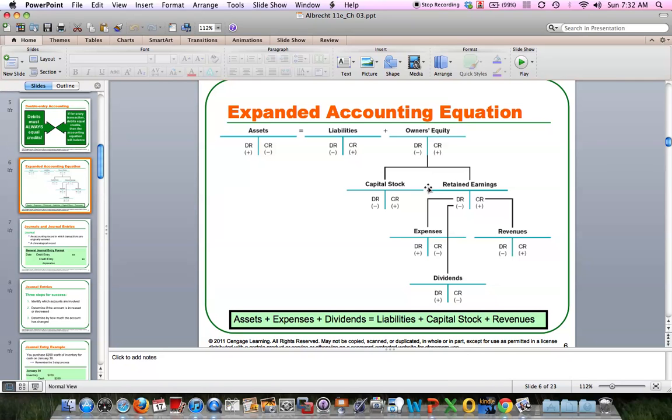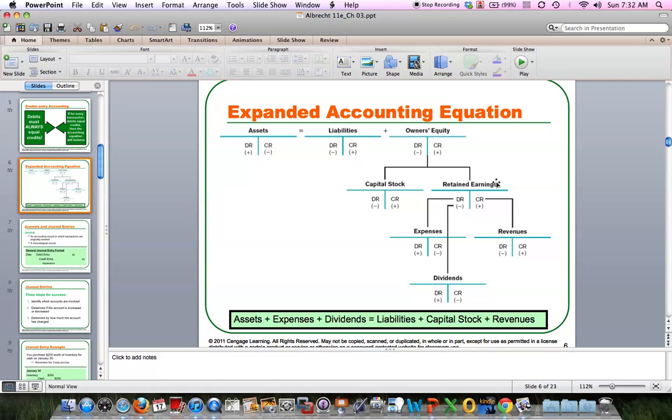So capital stock and retained earnings have the same rules of debit and credit as owner's equity, where credits are pluses and debits are minuses. Okay, but then when it comes to retained earnings, I need to break that down. So for a corporation, just think of capital stock as a corporation selling stock and receiving par value. And we'll get into what that means in a future chapter. Okay, but it arises from either owner investment or selling stock.